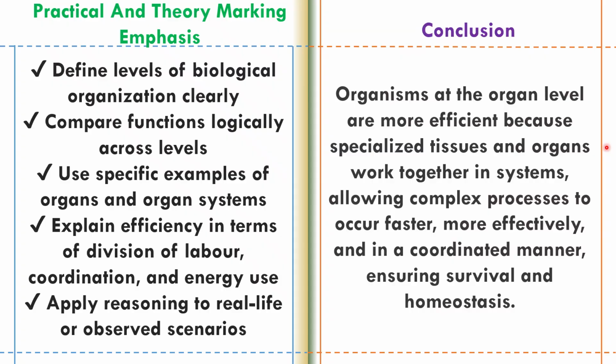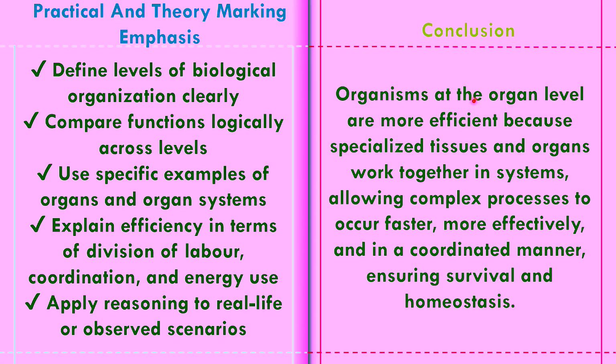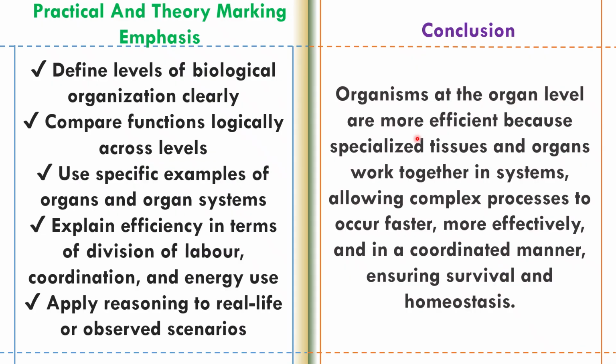Conclusion. Organisms at organ level are more efficient because specialized tissues and organs work together in systems, allowing complex processes to occur faster, more efficiently, and in a coordinated manner, ensuring survival and homeostasis.